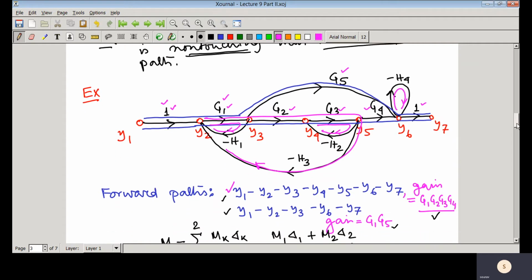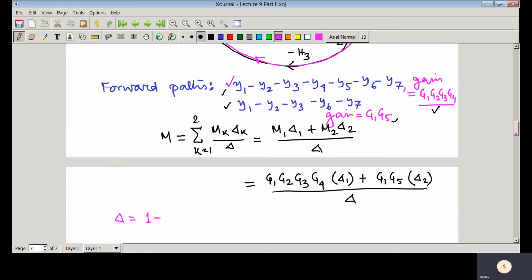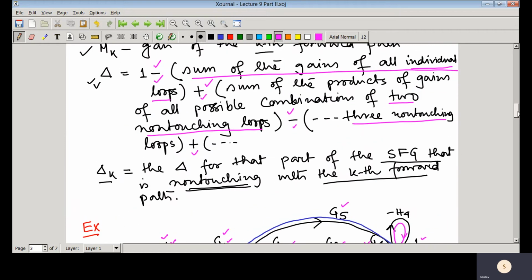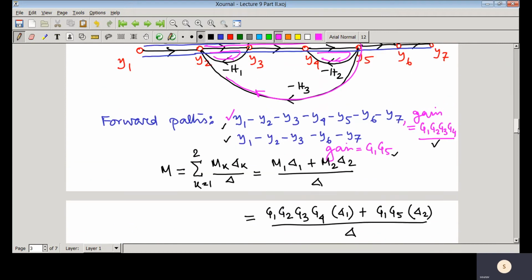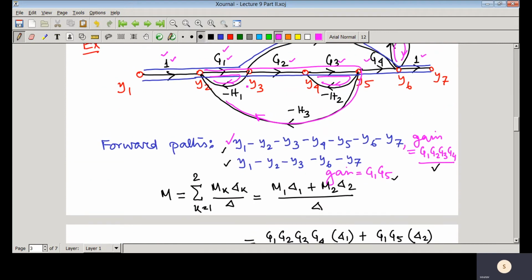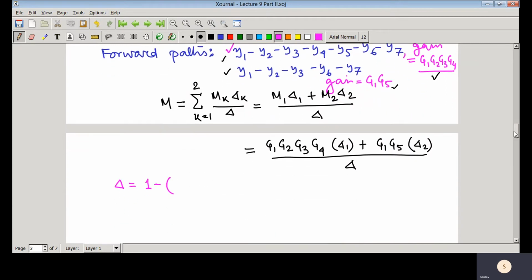Now if we write the sum of the gains of all individual loops: if we look at loop 1, particularly this loop, the gain is minus G1 H1. So here we will be writing minus G1 H1.